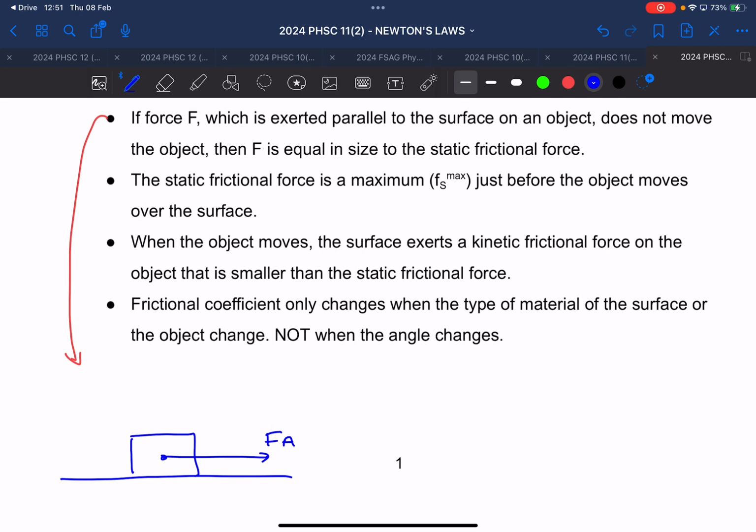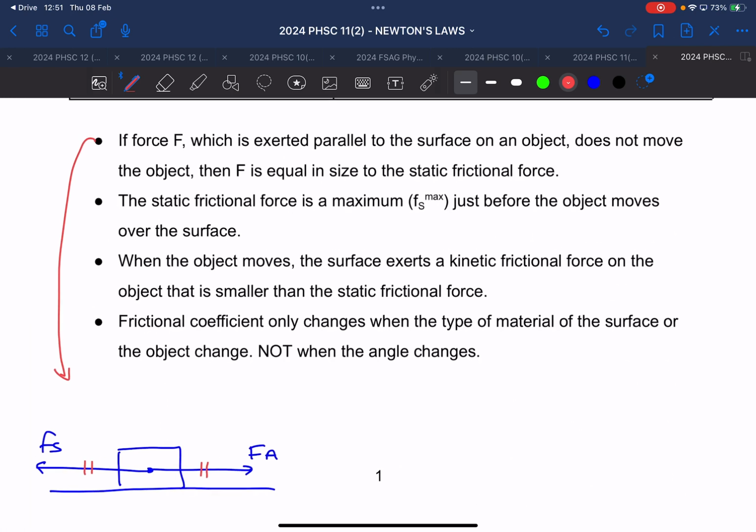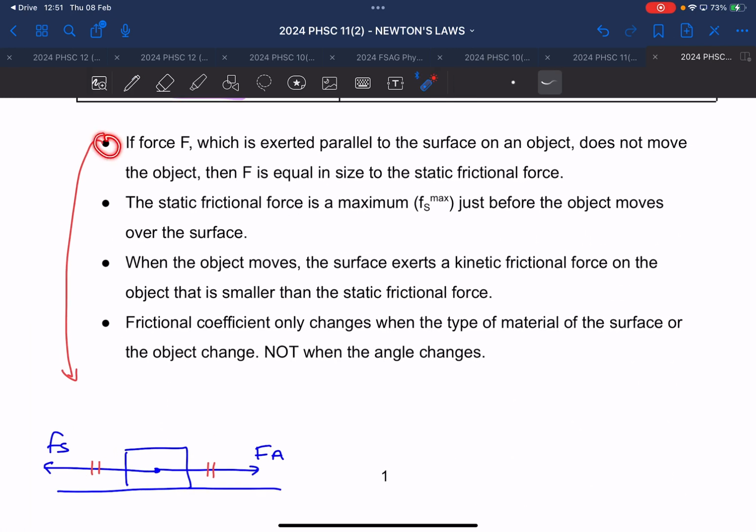So if you apply a force and the object is not moving, then there must be static friction in the opposite direction. And if the object is not moving, then it means this one must be equal to that one. Okay, that is what that first bullet point is saying. It says, if there's a force that is parallel to the surface, so this one is parallel to that one, and the object is not moving, then F must be equal in size to the static frictional force.